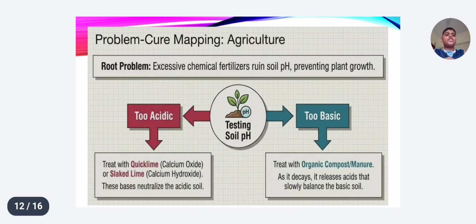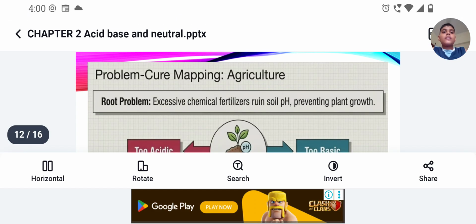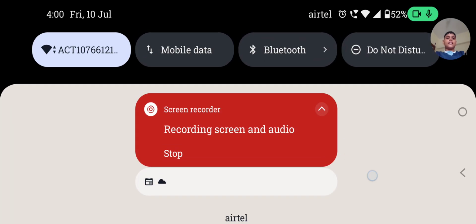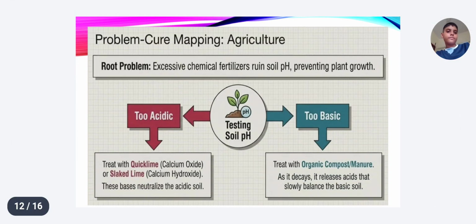Now we will learn about agriculture. What's the time? It's 4 o'clock in the evening. Okay. And today is I think so 10 July it is. Okay. Now, root problem: excessive chemical fertilizers ruin soil pH, preventing soil plant growth. Now, if it is too acidic, we can put quicklime or slaked lime, and if it is too basic, we can put organic compost or manure.